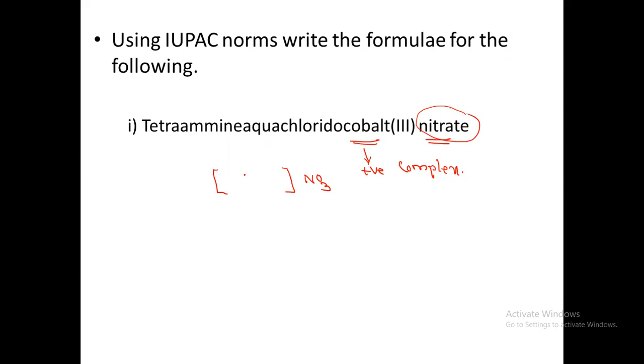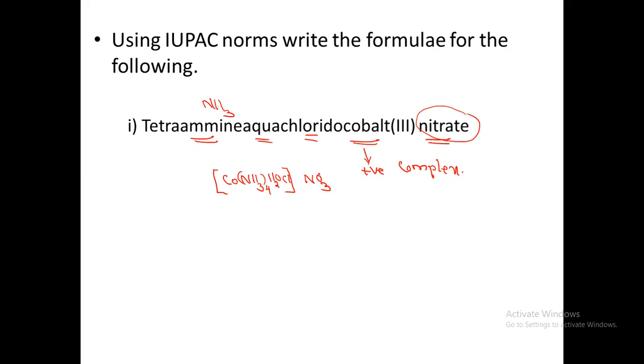Now which is the metal? Inside the square bracket we have metal and ligands, right? So cobalt is the metal. How many ligands? You have amine, aqua, and chlorido. Three ligands. How many amine? Amine in the sense ammonia, right? NH3. How many ammonia? 4 ammonia. So Co NH3 4 times. Aqua means H2O. Chlorido, Cl. So total 6 ligands, right? So the coordination number is 6. Now nitrate. So NO3.